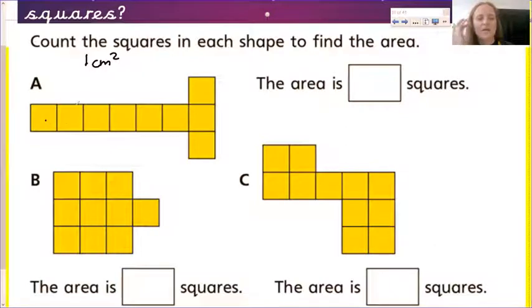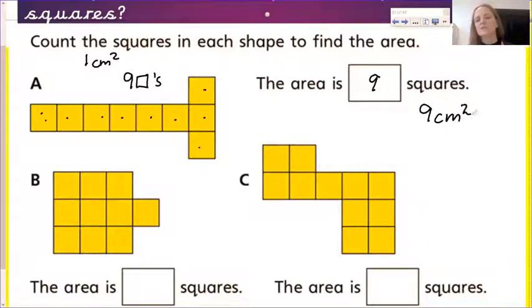So the area again is the bit that's inside this shape. It covers all of it. So let's count together how many squares there are. 1, 2, 3, 4, 5, 6, 7, 8, 9. There are 9 squares, which means the area is 9 squares or 9 centimeters squared. And I want you to remember to write that.